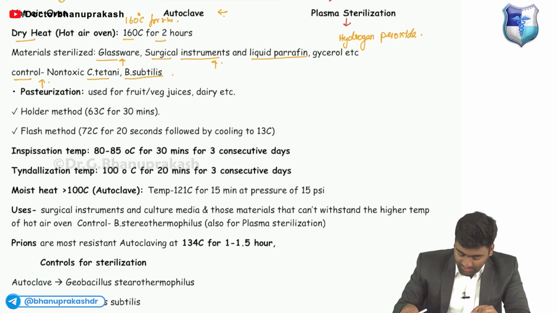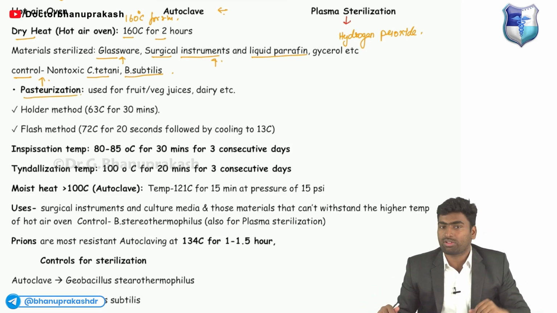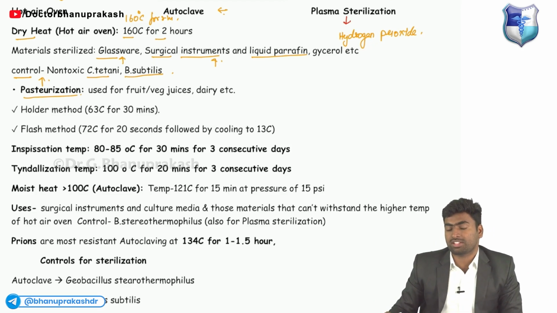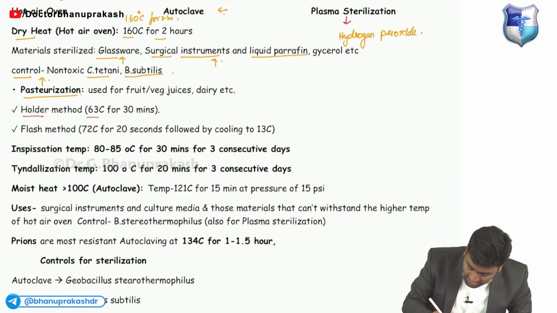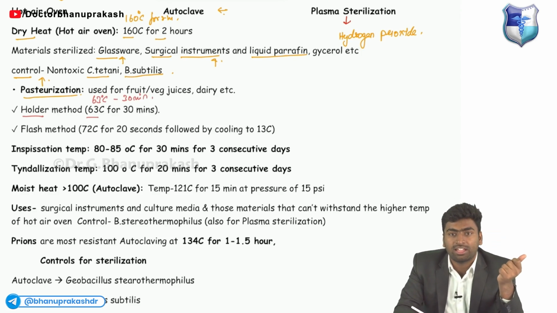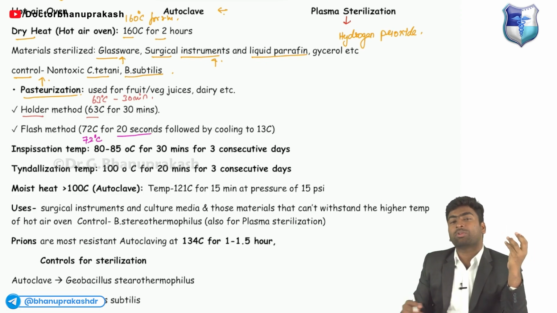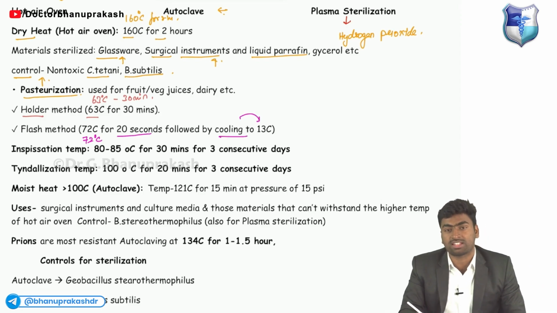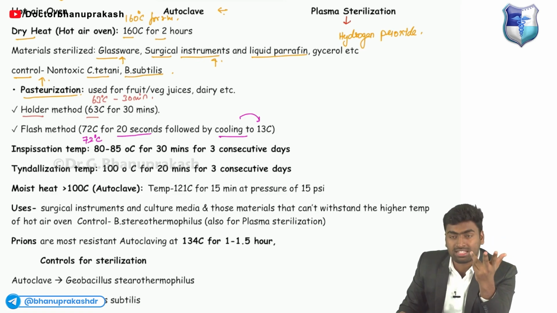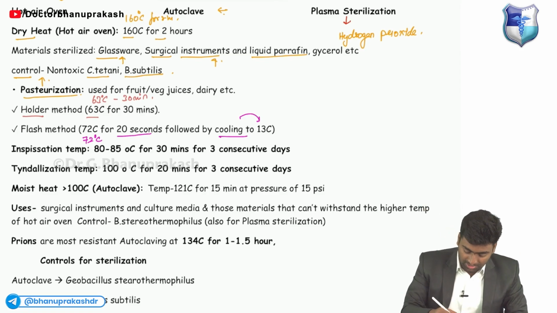Next, if you see a few more methods, for example, pasteurization. Pasteurization is what we usually do for milk. There are two methods of pasteurization. Where you hold for a longer time, it is known as Holder's method. It is done at 63 degrees Celsius for 30 minutes. If you did it just for 20 seconds at 72 degrees Celsius and then expose it to cold, cooling it rapidly like a flash to 13 degrees Celsius, it is the flash method.